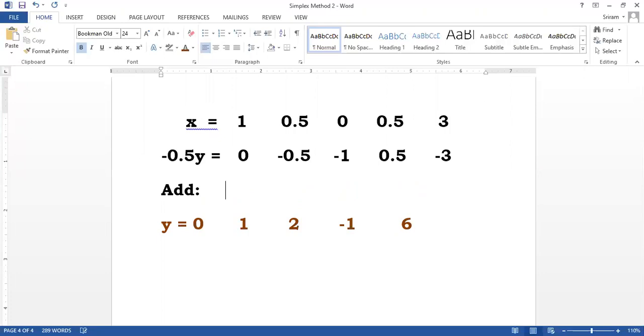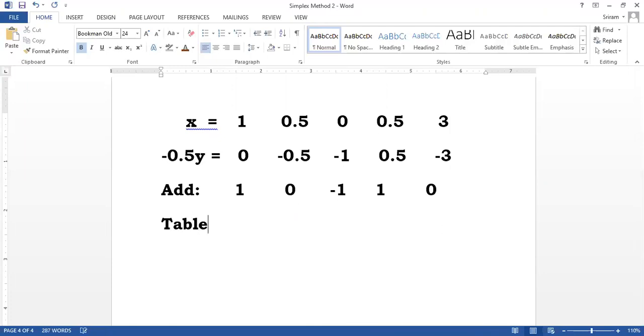I am going to add the values. So this will become 1, this will become 0, this will become -1, this will become 1, this will become 0, and this will become 0. Now we are going to form the next table.